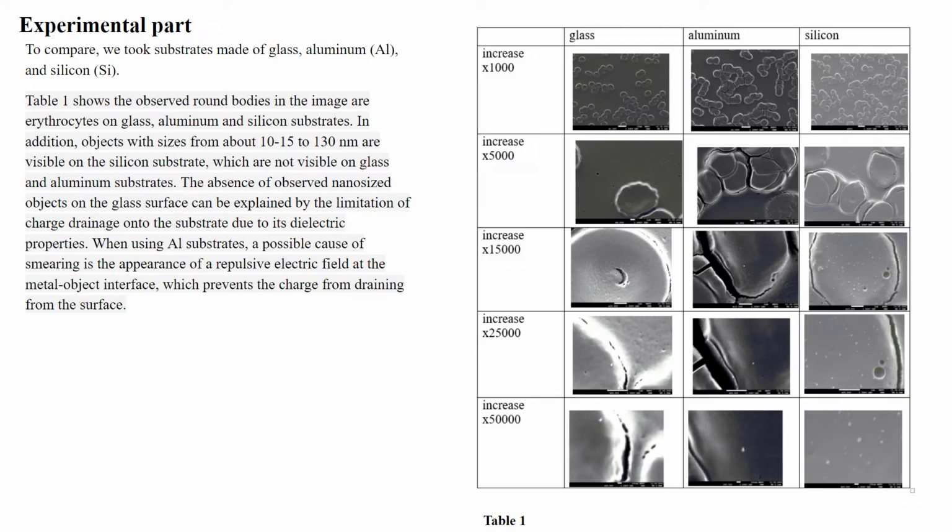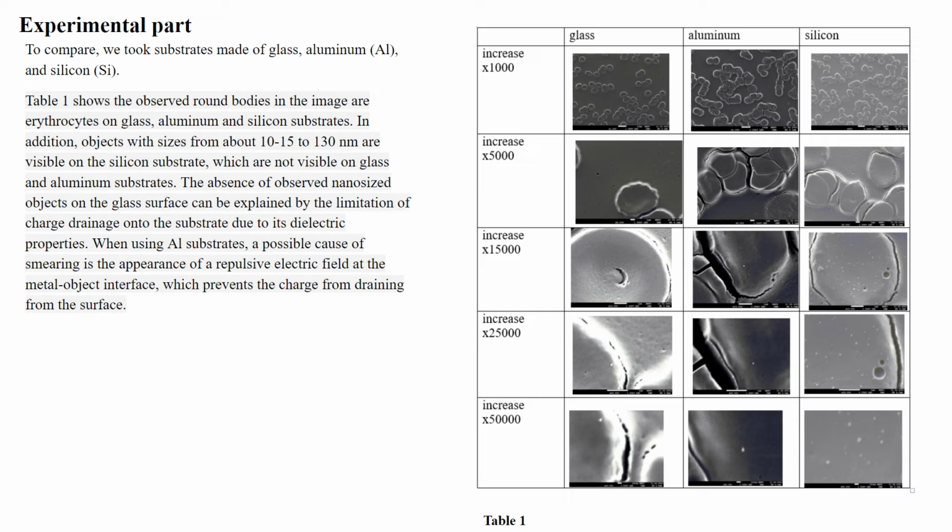Table 1 shows that the observed round bodies in the image are erythrocytes on glass, aluminum and silicon substrates. In addition, objects with size from about 10-15 to 113 nanometers are visible on the silicon substrate, which are not visible on glass and aluminum substrates. The absence of observed nano-sized objects on the glass surface can be explained by the limitation of charge drainage on the substrate due to its dielectric properties.